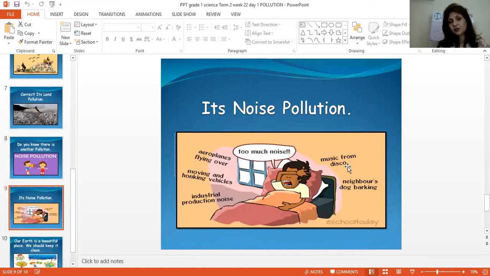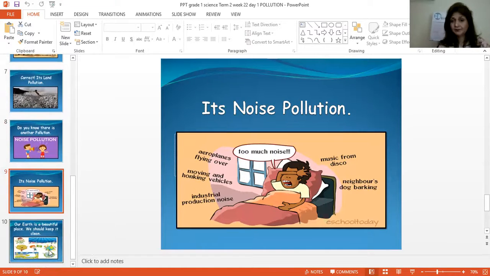You can say how this man was trying to sleep, but because of the noise, he couldn't sleep. Noise from disco music, a neighbor's dog barking, an airplane flying over, moving or honking vehicles. When the vehicles honk, then industrial production, when the industries are producing something, the machines are making noise. So this is noise pollution, right?